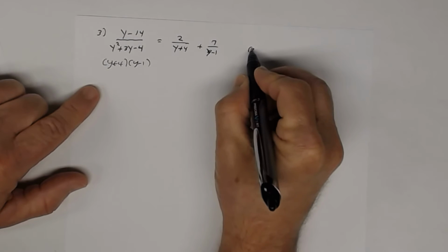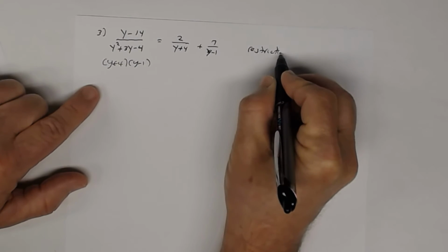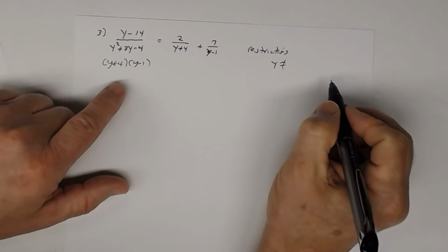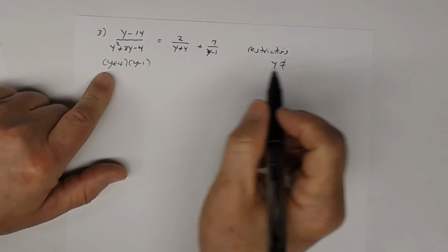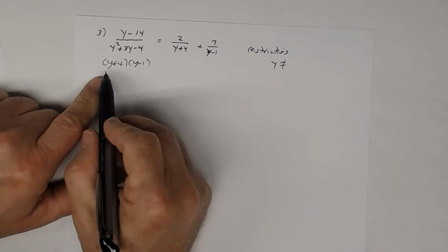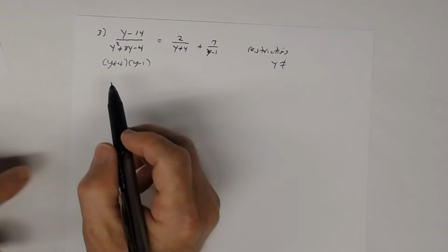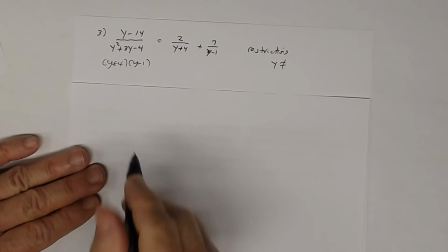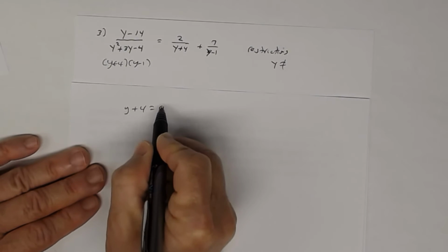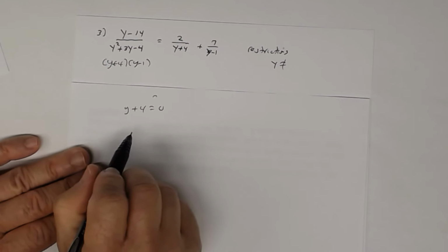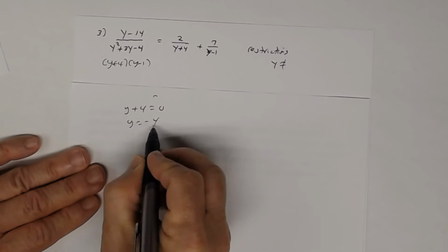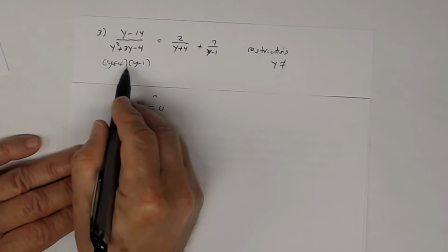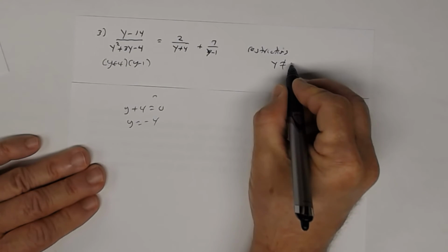So my restrictions. Remember, always determine your restrictions. You will be asked to do that. So y cannot equal, so what makes this denominator 0? This denominator is 0 when this factor is 0. You're asking yourself, where is y plus 4 equal to 0? Well, y plus 4 is equal to 0 when y equals negative 4 because negative 4 plus 4 is 0. And so that makes this denominator 0. So y cannot equal negative 4.